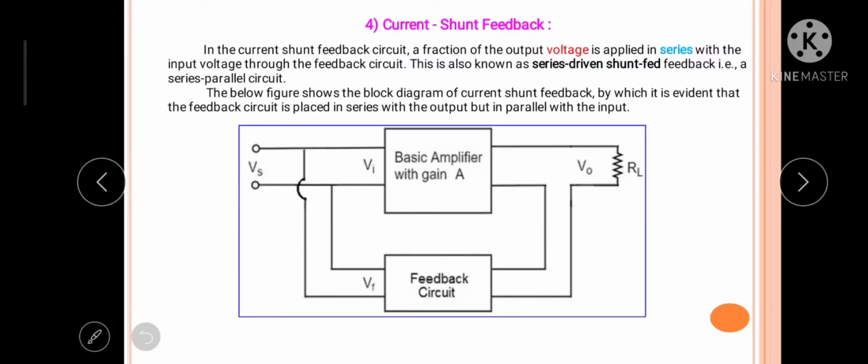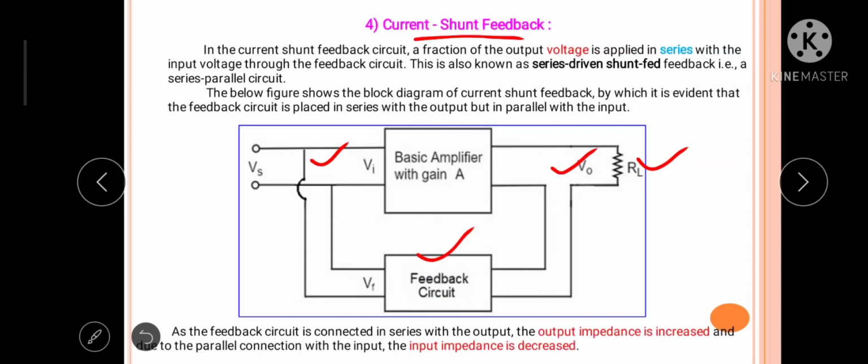So as usual, if we see on the output side, then it is seen that the output as a current is taken in series with load resistance RL by this feedback circuit, and then it is connected in parallel with this input voltage Vi. So we can say current is taken from the output and it is connected in parallel with the input. And here, as the feedback circuit is connected in series with the output, the output impedance is increased, whereas it is connected in parallel with the input, that's why input impedance is decreased.